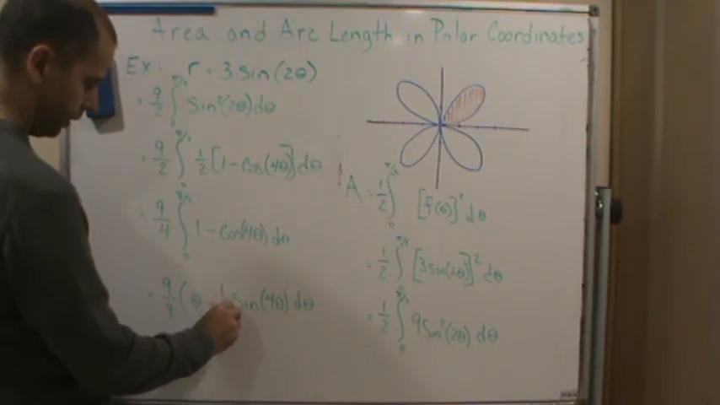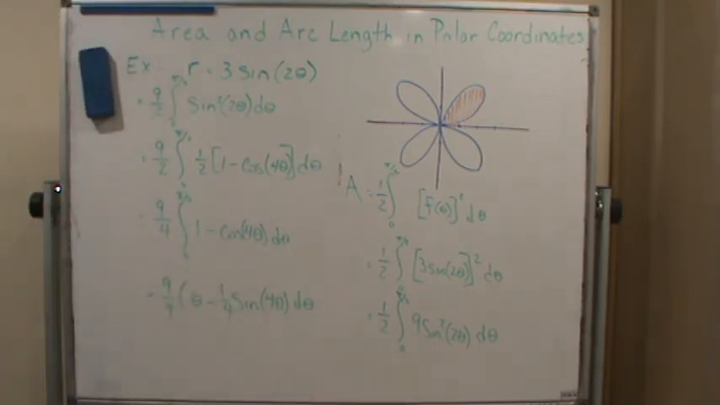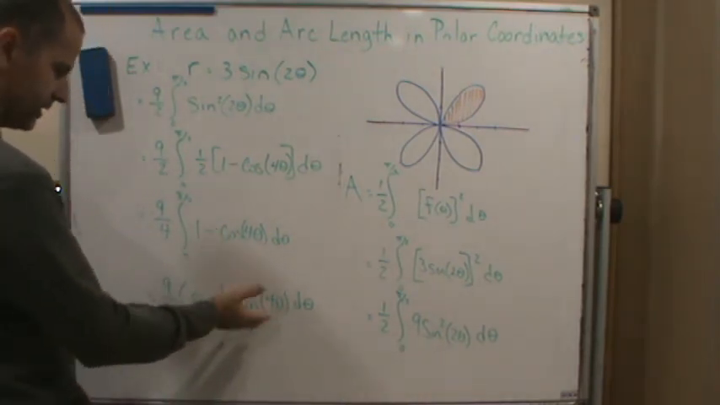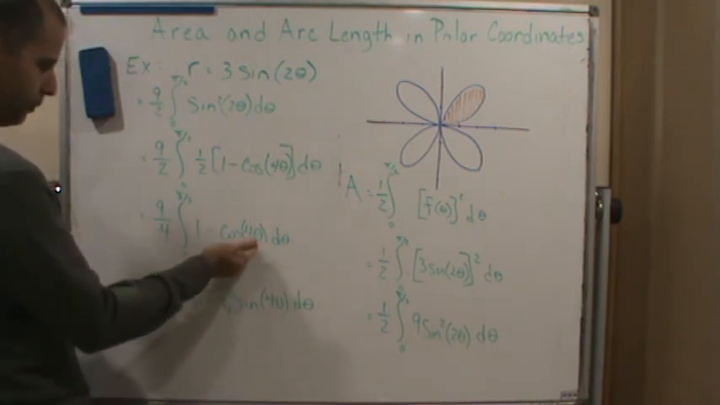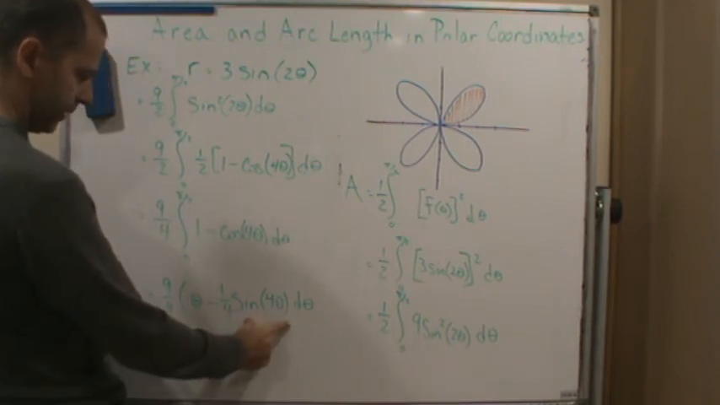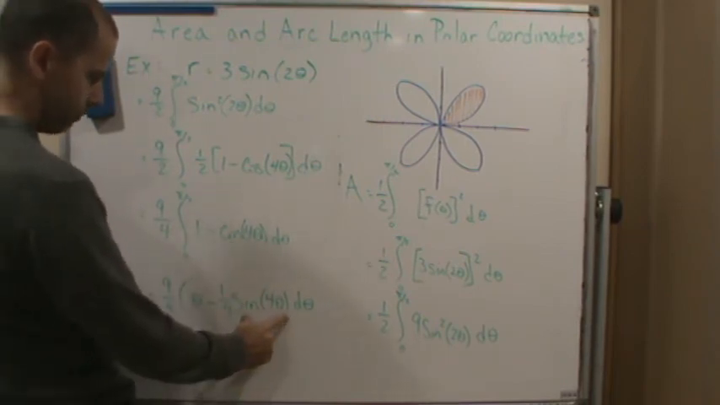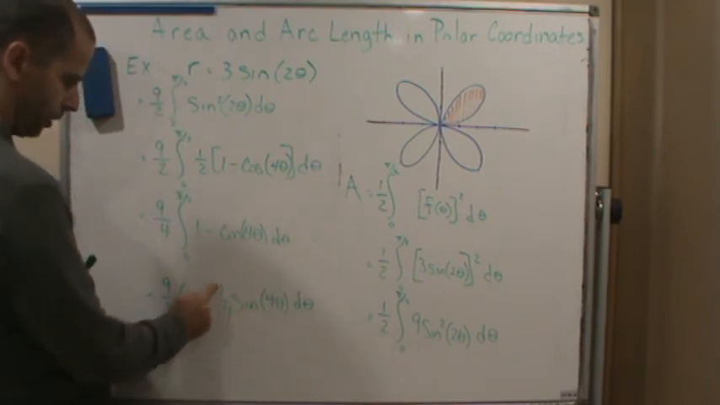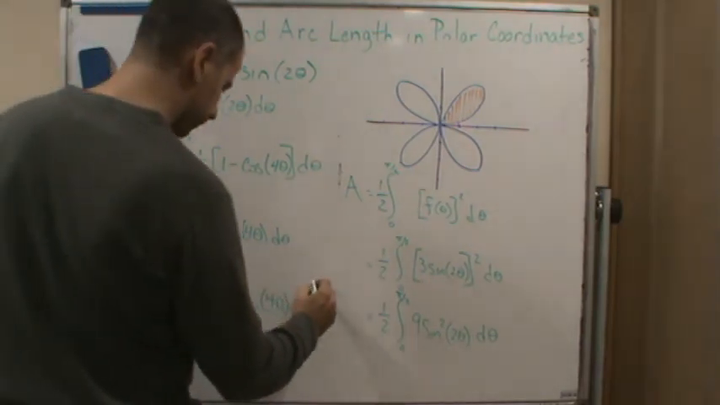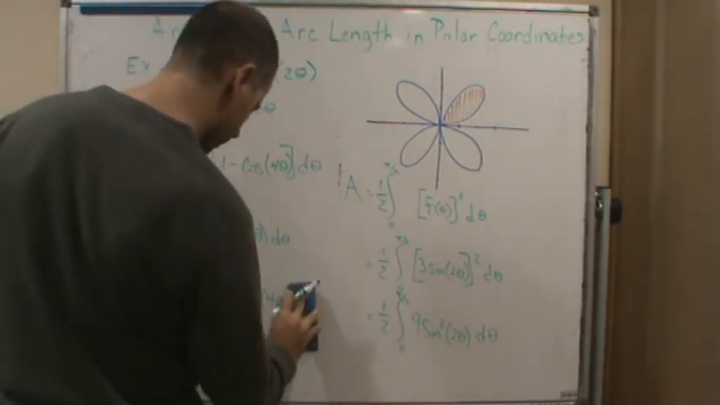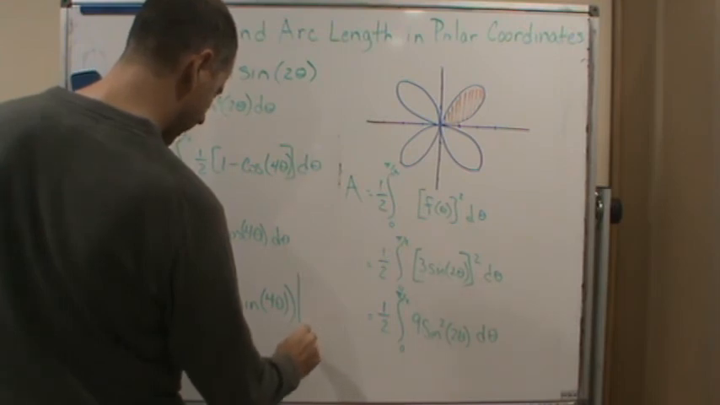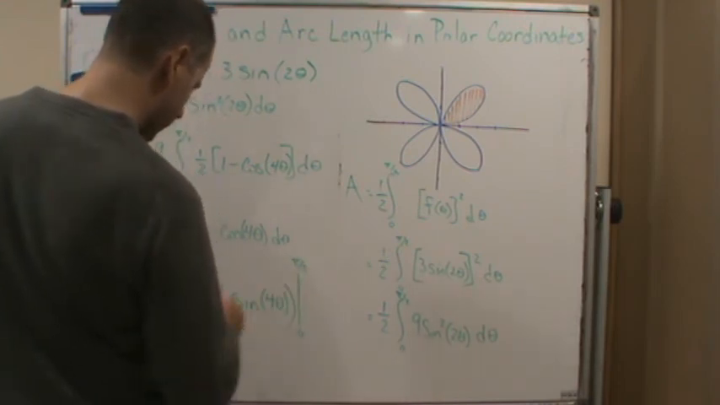So I get 1/4. And if you ever want to check, it doesn't hurt to take the derivative of this. If this is the antiderivative, then the derivative should give you back what you started with. If I take the derivative of the outside function, that gives me cosine 4 theta, and then multiply by the derivative of the inside, which is 4, I get 1, and I get right back to where I started. So that works. Then this is evaluated from 0 to pi over 2.